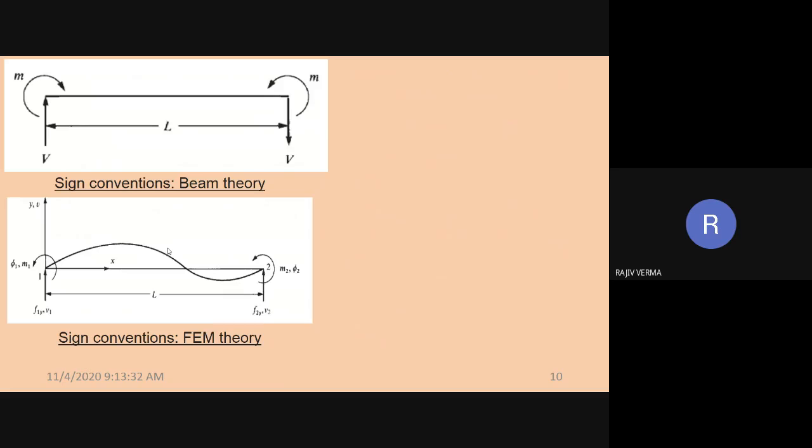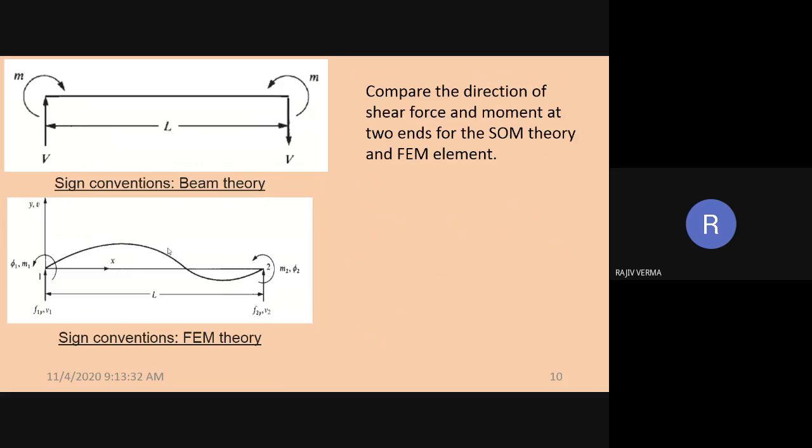In this particular slide, we are going to compare the directions of shear forces with respect to movements and directions of transverse displacement and angular rotations at the left end and the right end. So what we get is that at node 1, the direction of both the forces and the shear force happens to be along the same positive y-axis. So F1y is equal to V. This is equation number 1.